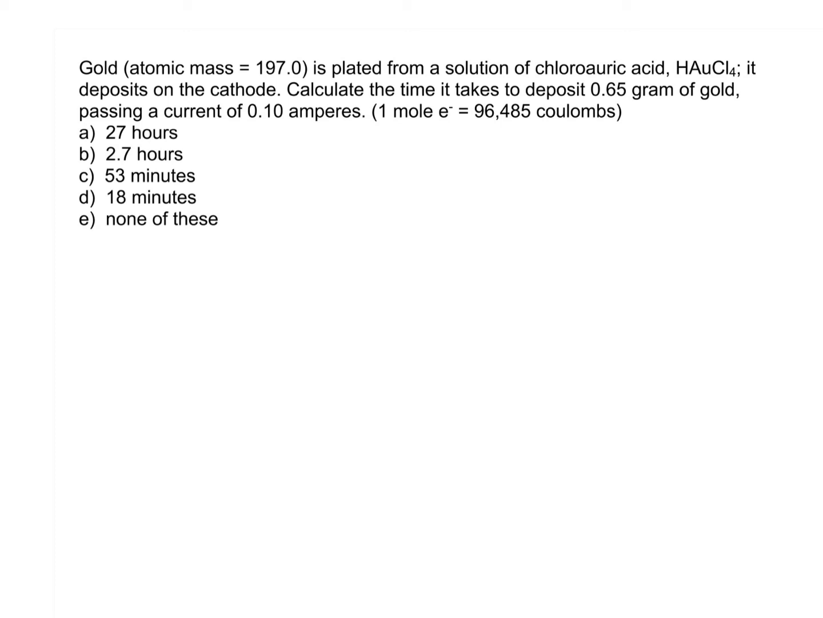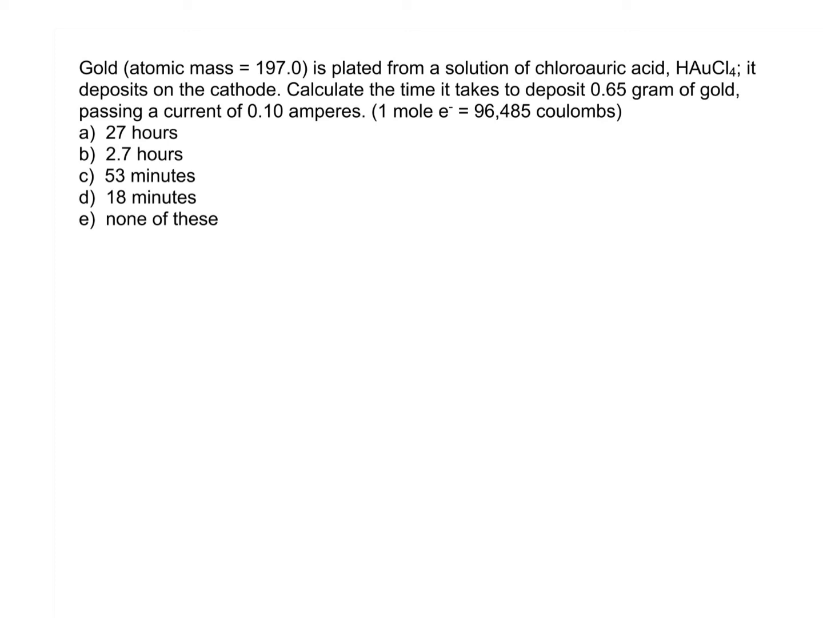It says gold is plated from a solution of chloroauric acid. Well, I don't really know if I pronounced that right, but it's HAuCl4. It deposits on the cathode. Calculate the time it takes to deposit 0.65 grams of gold passing the current of 0.1 amps if Faraday's constant is 1 mole for every 96,485 coulombs.